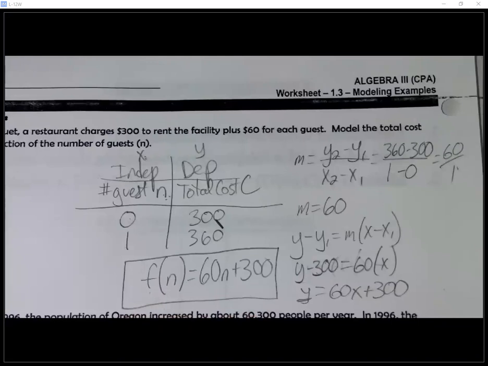Does that make sense? Is this okay? So far, so good? Okay, you say yes. Then I get worried. Number 2 is the same idea.